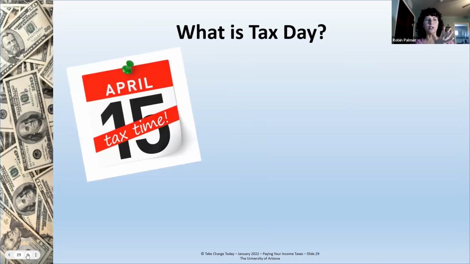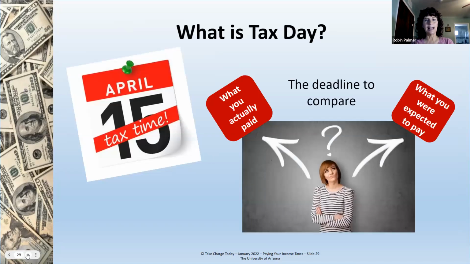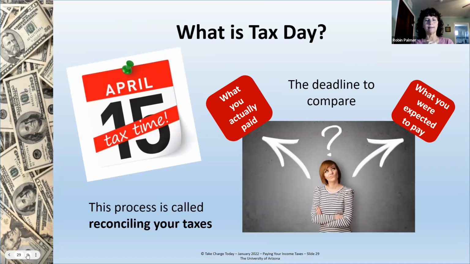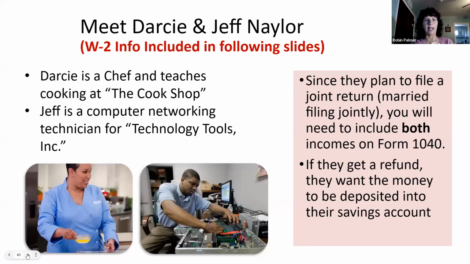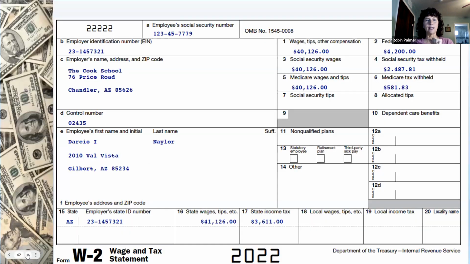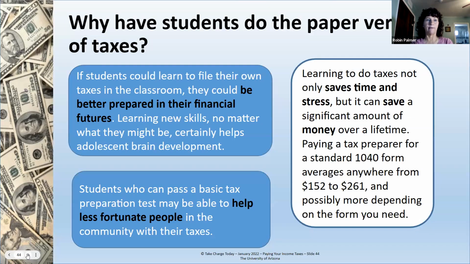And then we do get into what do I need to understand about income taxes. So we talk about tax day, what that's all about, what reconciling your taxes is. We go through these 6 steps to reconcile income taxes, and the PowerPoint has things for everything along the way. We have this fictitious couple, Darcy and Jeff Naylor. We give the information about their W-2s, how much money they made, and the kids can actually go through and do income taxes like they would for them if they were this couple.